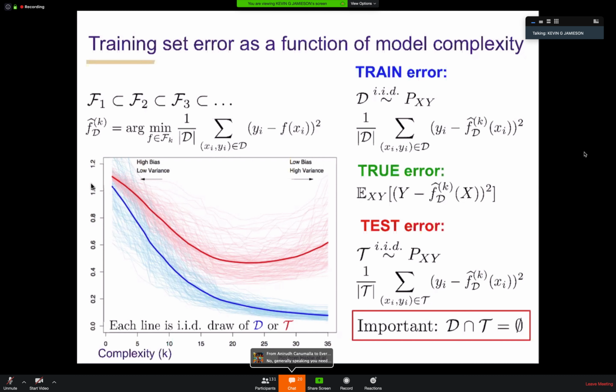And if the test data set is ever used to influence the training of the original function, it is no longer an unbiased estimator. And so you can never, ever, ever use the test set to train your model. It is only for evaluation, because it is the only way to get a grasp on what the true error is.